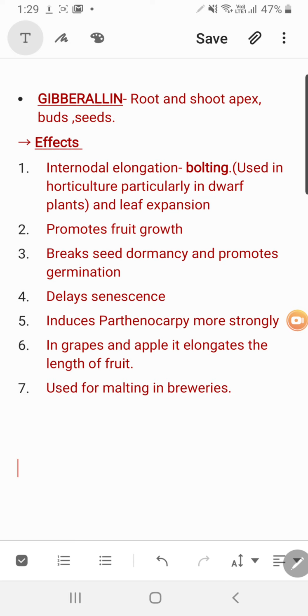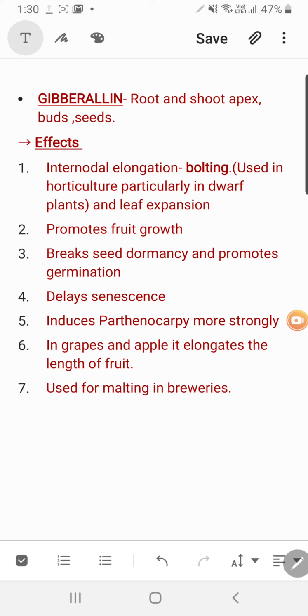So when it comes to seeds, you need to understand that a proper cotyledonous seed is formed under the effect of gibberellic acid. We will be discussing all the effects one by one, but the most important thing to remember here: since it is a growth promoter and you study it after auxin, it is almost a supporter of auxin, right? So there are not many differences in the features. Whatever effects are there under auxin, similar features you would find here, except one or two differences. The first effect here is internodal elongation, and I have written the word bolting here, right?